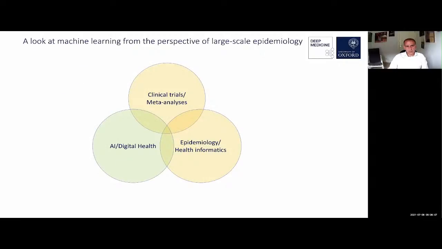And in this talk, I will look at machine learning and digital health mainly from the perspective of large-scale epidemiology. That is the work that we have been doing. And for those who are not familiar with what I mean by large-scale epidemiology, these are these two orange circles here, the areas that for the past few decades we have been working on, including randomized clinical trials, meta-analysis, epidemiological or observational studies, and use of electronic health records, and the so-called health informatics that draws information from them. But the interesting aspect here is how those old tools and approaches can be enhanced with new digital technologies.